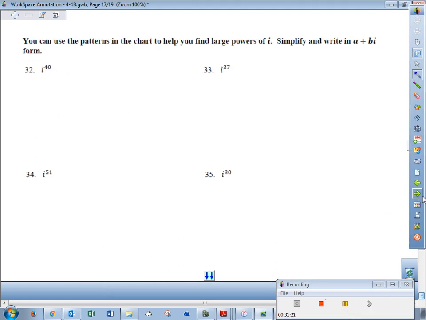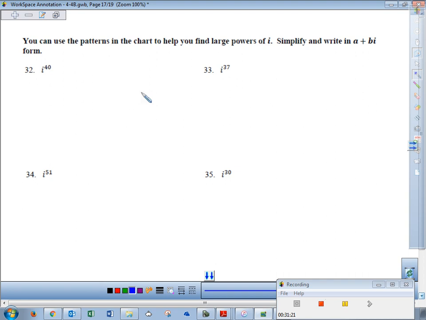Back to what we were doing. They want to know what I to the 40th is. I don't want to rewrite that as I to the 4th times I to the 4th, and so on, ten times. Because doesn't 4 go into 40 10 different times, correct? I counted it out 10 times. It'd be I to the 4th, which is 1, times 1 times 1, ten times. How much is that? It's 1, right?